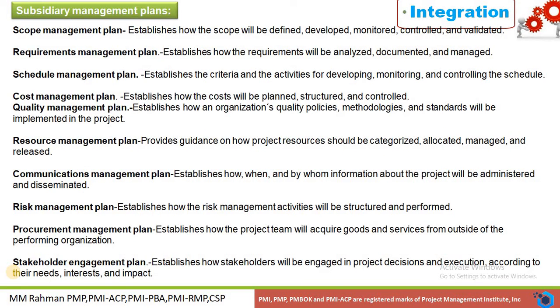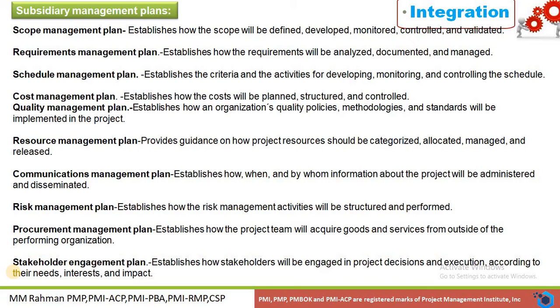Then what subsidiary plans are contained in the project management plan? The first one is the scope management plan, which establishes how the scope will be defined, developed, monitored, controlled, and validated. Then the requirements management plan shows how the requirements will be analyzed, documented, and managed. The schedule management plan establishes the criteria and the activities for developing, monitoring, and controlling the schedule. Then the cost management plan establishes how the cost will be planned, structured, and controlled. The quality management plan establishes how the organization's quality policies, methodologies, and standards will be implemented in the project. The resource management plan provides guidance on how the project resources should be categorized, allocated, managed, and released.